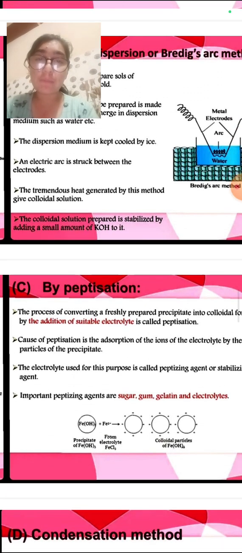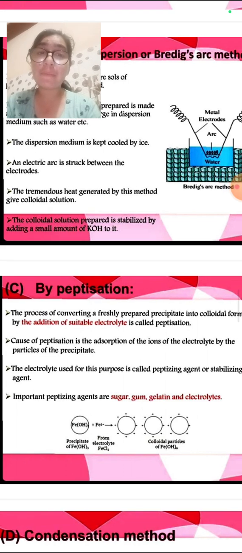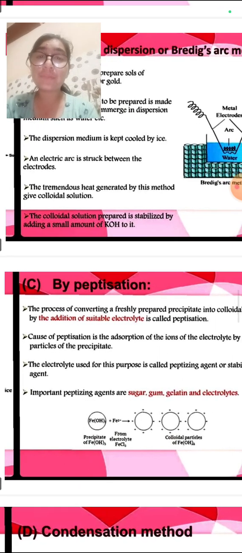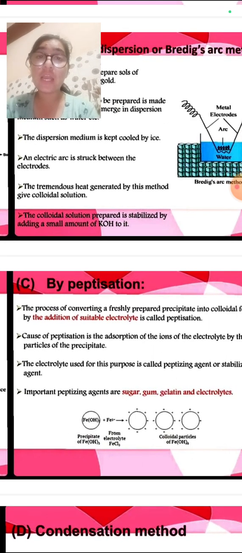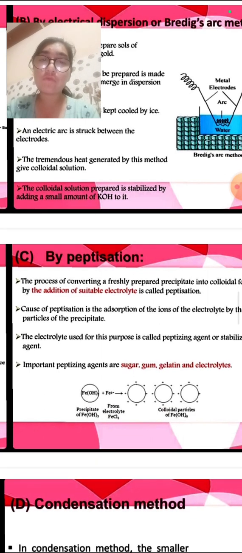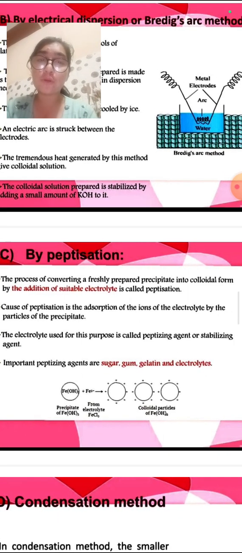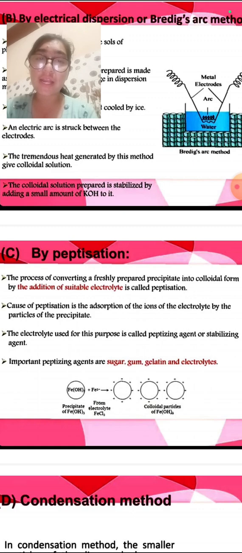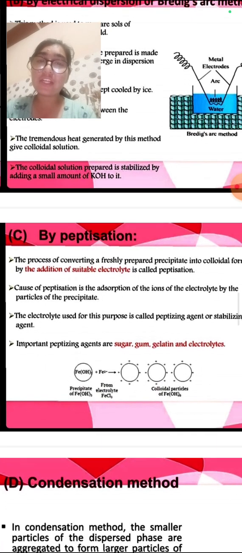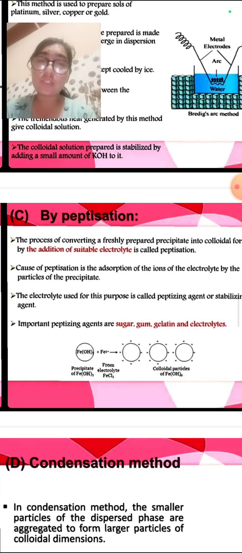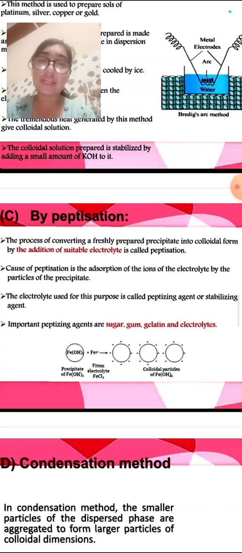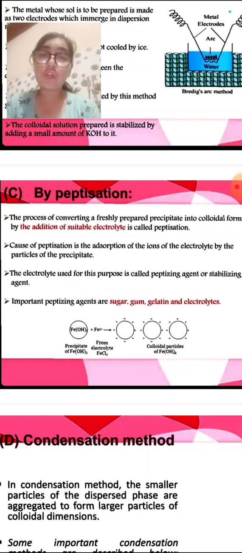Peptization: the process of converting a freshly prepared precipitate into colloidal form by the addition of a suitable electrolyte is known as peptization. The cause of peptization is the adsorption of the ions of the electrolyte by the particles of the precipitate. The electrolyte used for this purpose is called a peptizing agent or stabilizing agent. Important peptizing agents are sugar, gum, gelatin, and electrolytes.